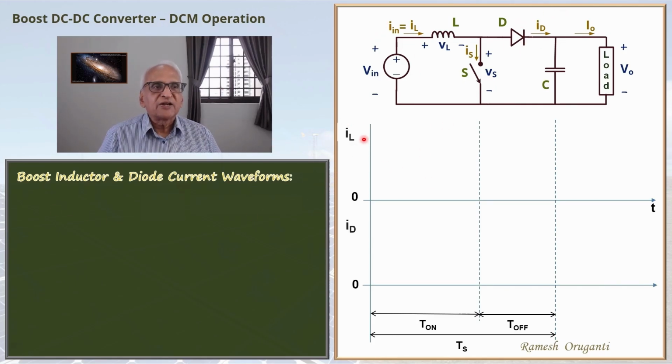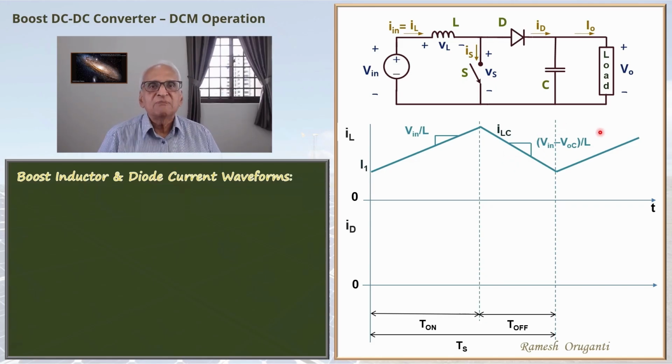This shows the inductor current waveform under continuous conduction mode, ILC, C standing for the continuous conduction operation. During T on interval, the current starts from I1 and goes up at a slope of V in by L. And when the switch is switched off, the current goes through the output diode and the current falls at the rate of V in minus VO by L. Here it is indicated as V in minus VOC by L, VOC standing for the output voltage under this CCM operation. The current at the end of the T off interval returns to the original value I1.